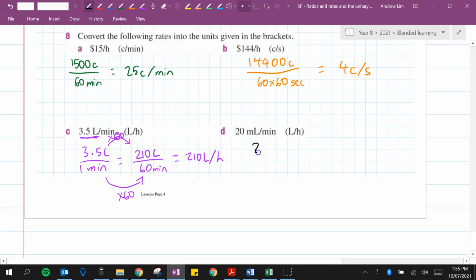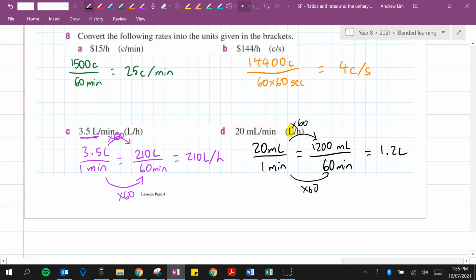Last one, we've got 20 milliliters per 1 minute. Let's convert that into milliliters per 1 hour, or 60 minutes. So again, I'm going to times it by 60. So I'm going to times that by 60 as well, which is 1,200 milliliters. Now we can convert the milliliters into liters, which is 1.2 liters because there are 1,000 milliliters in a liter. So we divide that by 1,000 per hour because 60 minutes is 1 hour.